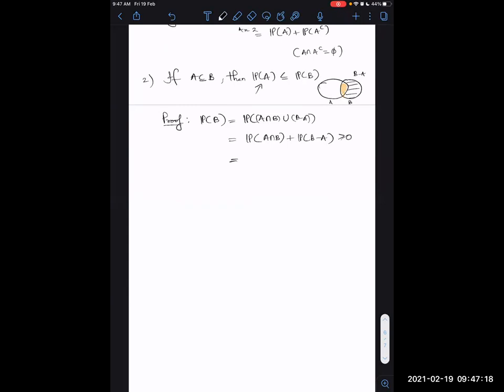So note that P is a function exactly. This is exactly A. So this is the probability of A plus something greater than or equal to 0. Why? Because the P function is defined to have its range from 0 to 1. So this probability of B minus A is something greater than or equal to 0. So this means that the probability of B is at least the probability of A.